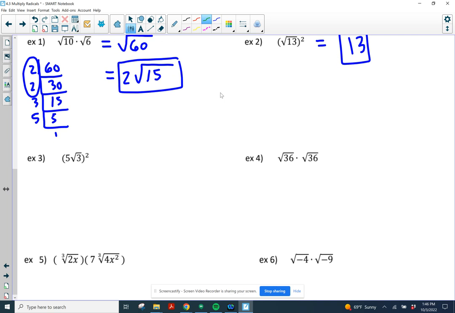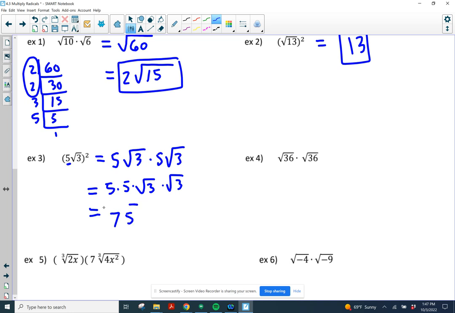Okay, let's do our next example, example 3. Now this one's a little different because I have a 5 in there. So I can't just do 5 times 3. That doesn't work because I'm squaring the 5 as well. Remember what I have? 5 square root 3 times 5 square root 3. So the 5 times the 5 is going to be a 25. And you can switch the order of these guys if you want. And then the square root 3 times the square root 3 is going to be a 3. So I have 25 times 3, which is 75.